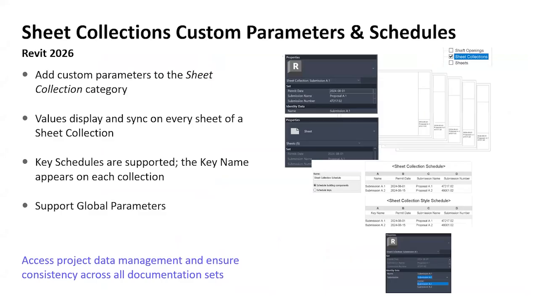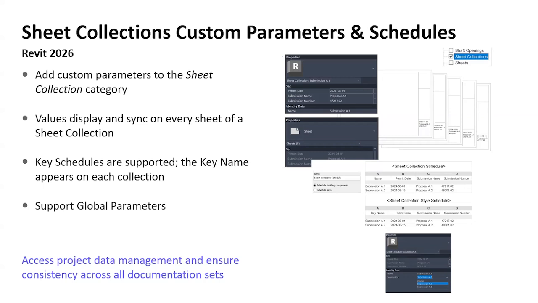Speaking of views and sheets, a sheet collection in Revit 2026 now supports custom parameters and schedules. So a sheet collection is a container that groups sheets together to improve organization and easier management. This enhancement allows you to add custom parameters directly to the sheet collection. These parameters will then automatically propagate to all sheets within that collection, ensuring consistency of the information across the entire set.